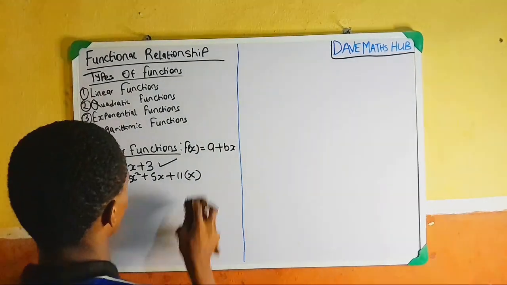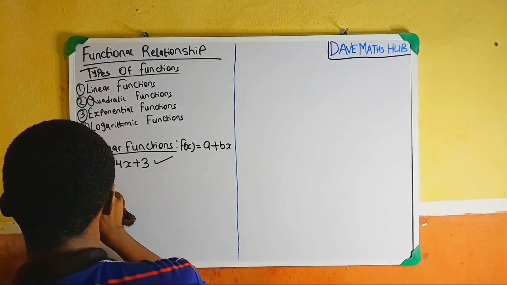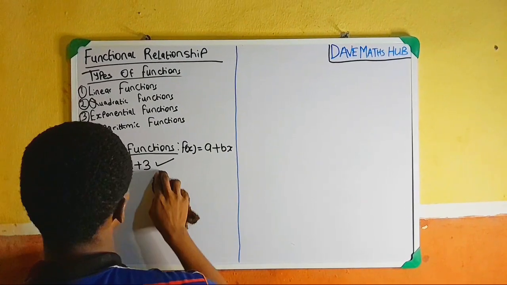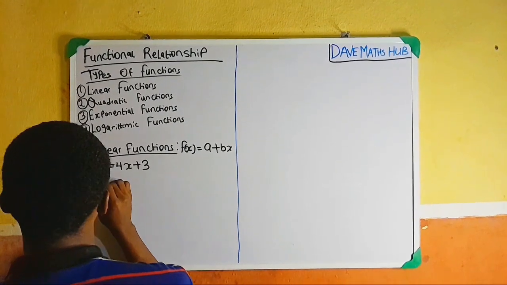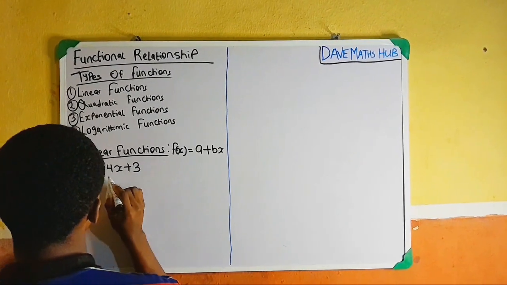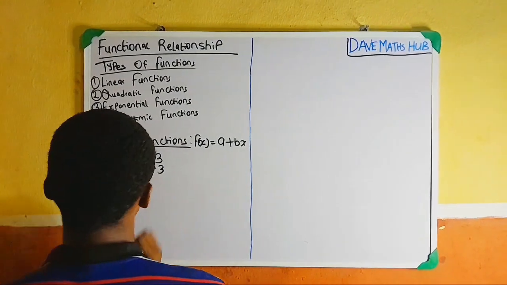So let's clean up this second one. We're dealing with the first one. And remember, I told you f of x can be represented as y. So this is basically y equals 4x plus 3.